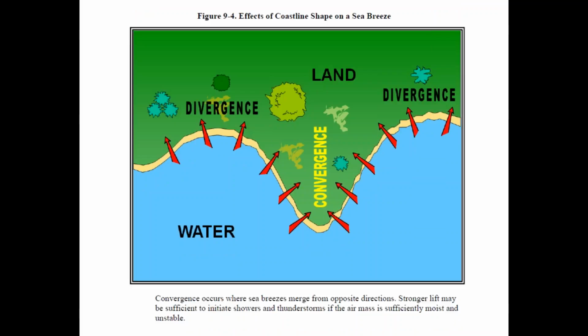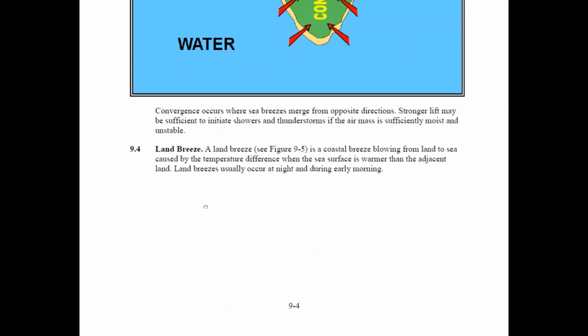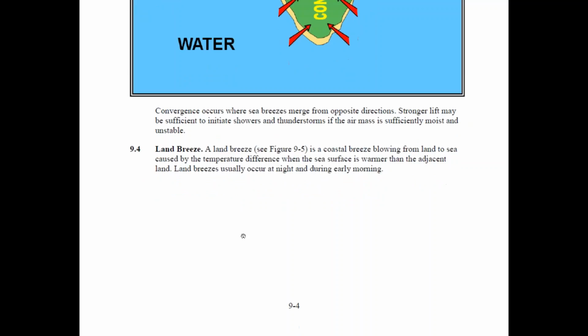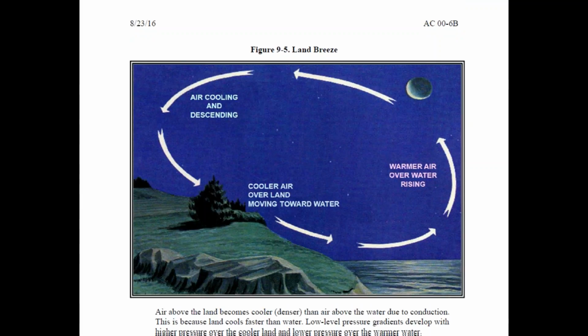Showing how that works. Other than just looking at it, it's not much for us. A land breeze is a coastal breeze blowing from land to sea caused by temperature difference when the sea surface is warmer than the adjacent land. Land breezes usually occur at night and during the early morning. Same thing we already talked about. This is basically the same thing we already looked at, just reverse.